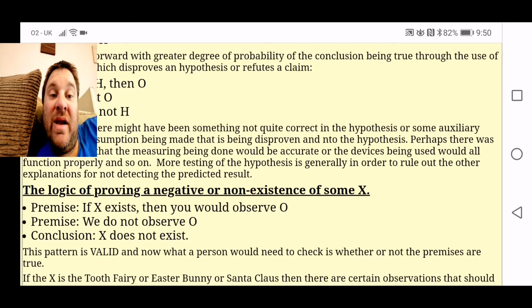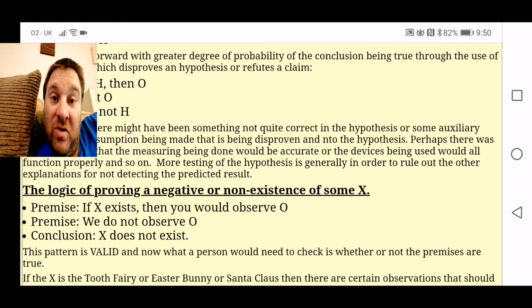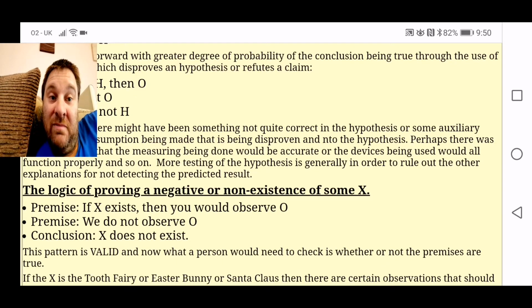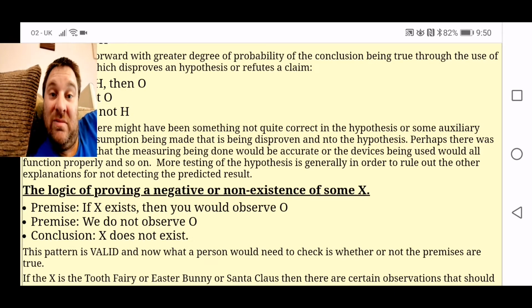The logic of proving a negative or non-existence of some X. So, major premise: if the globe exists, then you would observe curvature. Yeah? So we're going to change this from if X exists, then you would observe O. We do not observe O, therefore X does not exist. So we'd say if the globe exists, then you would observe measurable curvature. You would observe curvature. We do not observe curvature, so the conclusion would be the globe does not exist.